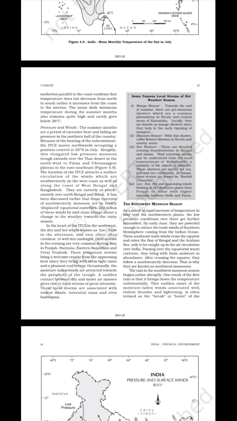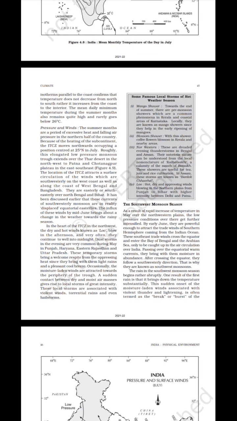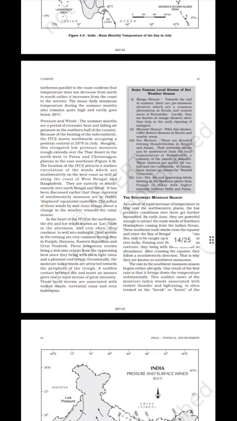Some famous local storms of the hot weather season. Mango showers. Towards the end of summer, there are pre-monsoon showers which are a common phenomenon in Kerala and coastal areas of Karnataka. Locally, they are known as mango showers since they help in the early ripening of mangoes. Blossom showers. With this shower, coffee flowers blossom in Kerala and nearby areas.